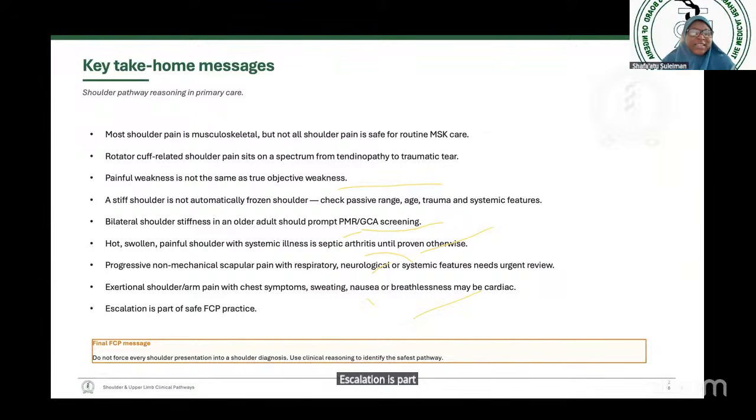Escalation is part of safe FCP practice. So that's the role of the FCP. Urgent escalation.